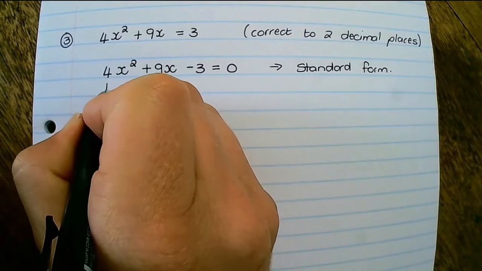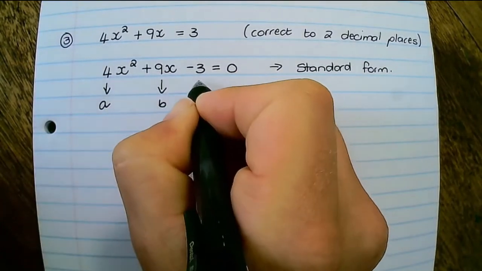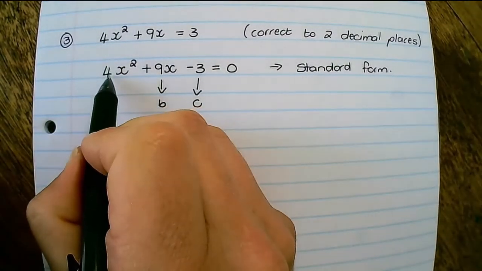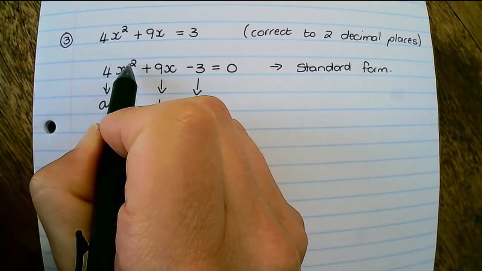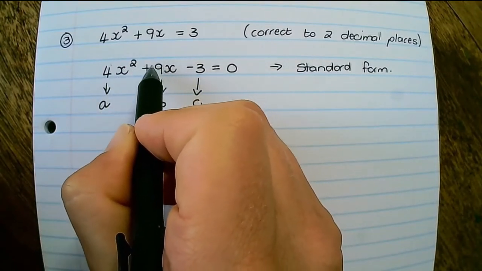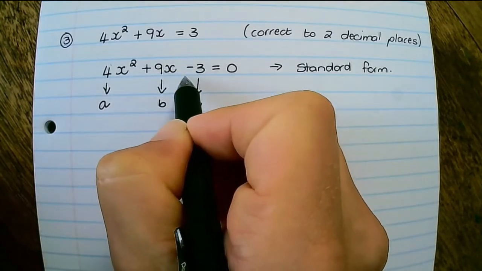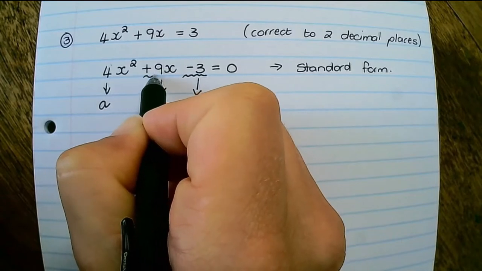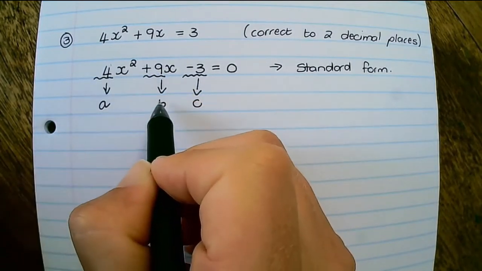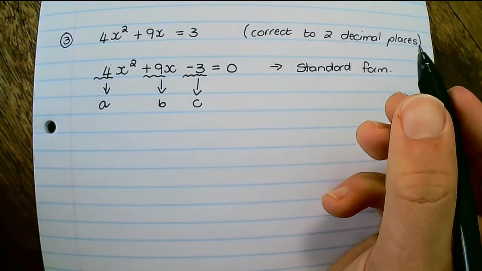Now remember, for the quadratic formula, you need an a value, a b value, and a c value. The a value is the coefficient in front of x squared. The b value is the coefficient in front of x. And then the c value is the constant. And remember, we're taking the signs with. So a is plus 4, b is plus 9, and c is negative 3.